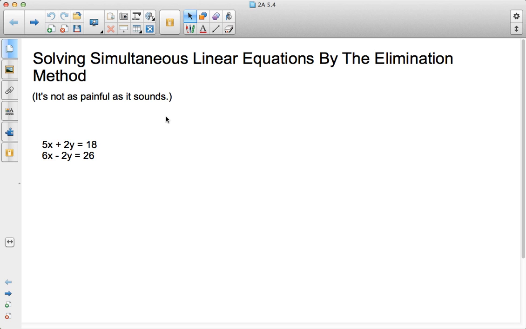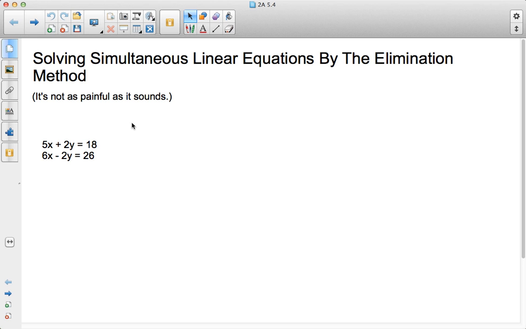Now we're going to talk about solving simultaneous linear equations by using the elimination method. Unlike running into rocks, using the elimination method is not as painful as it sounds. There are certain times when you're going to want to use the elimination method as opposed to the substitution method.